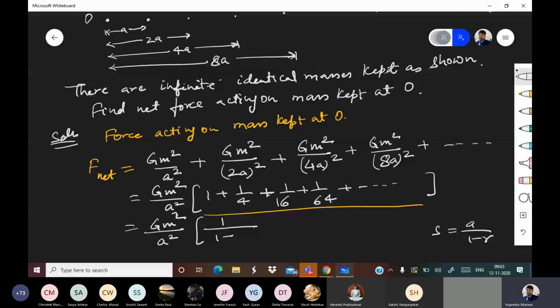Alright. So 1 into 1 by 4 becomes 1 by 4. 1 by 4 into 1 by 4 will become 1 by 16. 1 by 16 into 1 by 4 will be 1 upon 64, and so on.